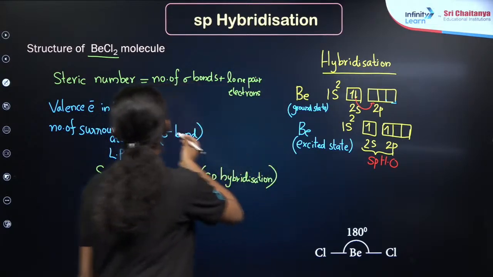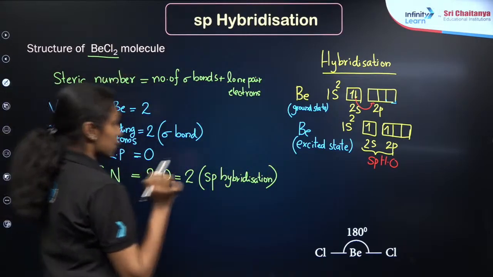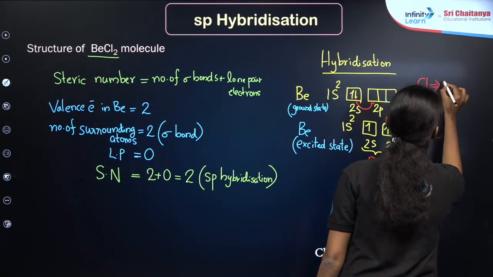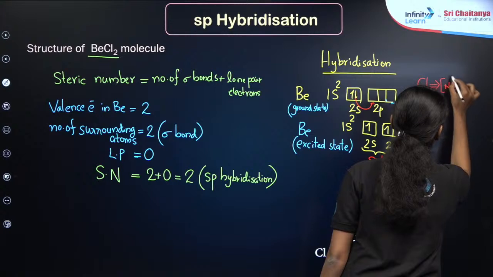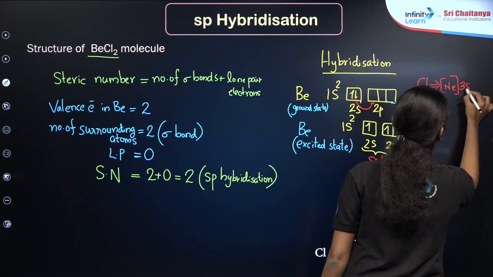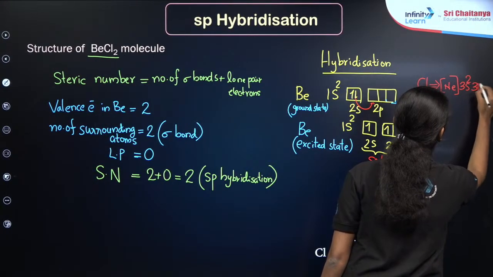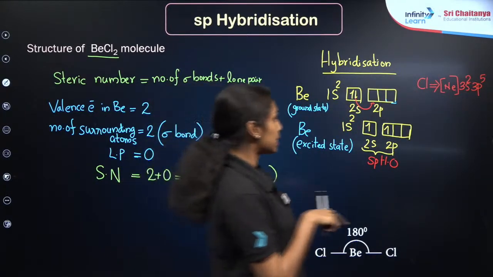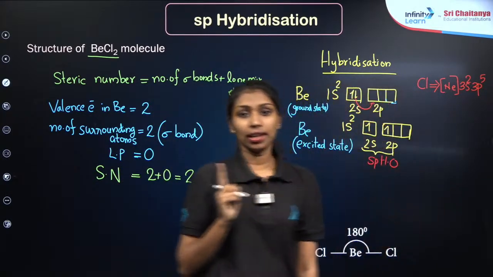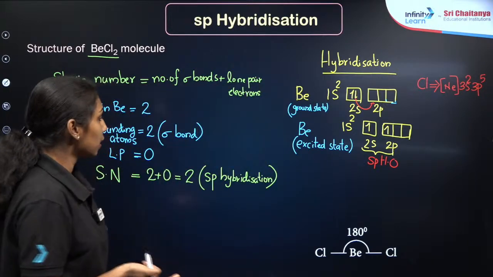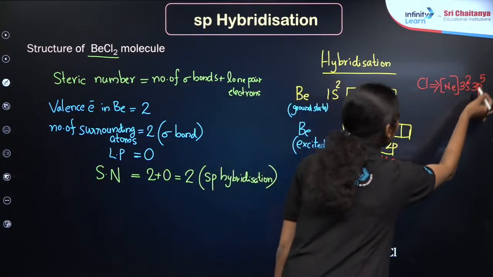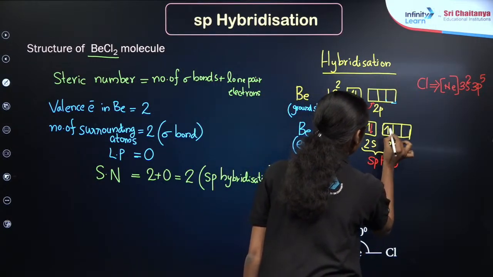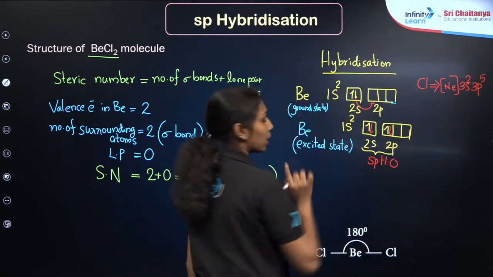Now, what is the surrounding atom here? Chlorine, right? So whenever we are calculating the electronic configuration of chlorine, it is neon after 3s2 3p5, which means that 3p set having one unpaired electron is present there, right? So one of the unpaired electron from the chlorine will bind with the sp orbital. So I am writing here, this red one represents the electron come from the chlorine atom. Clear?